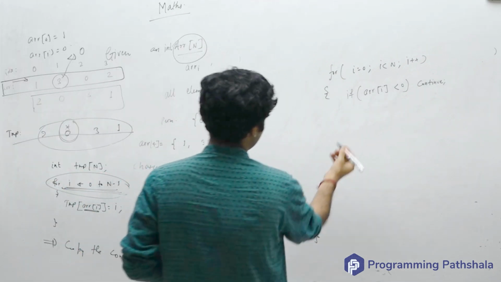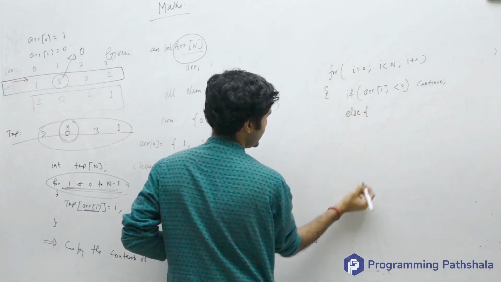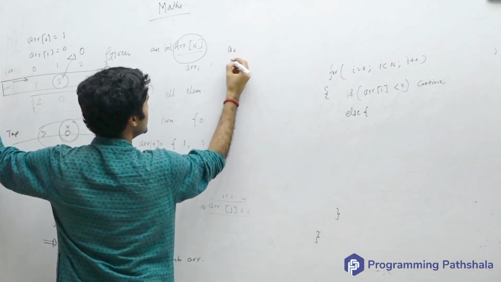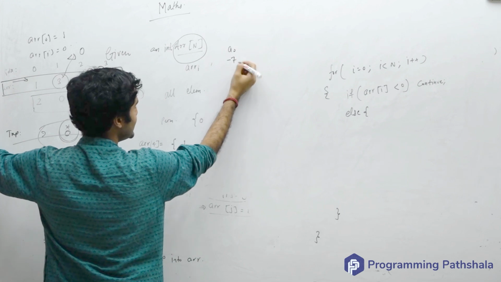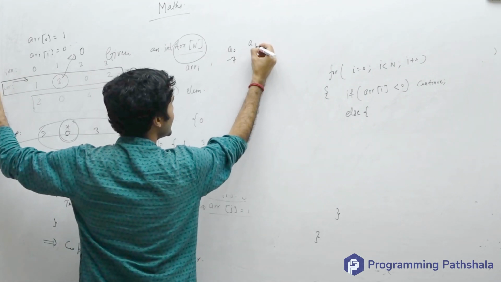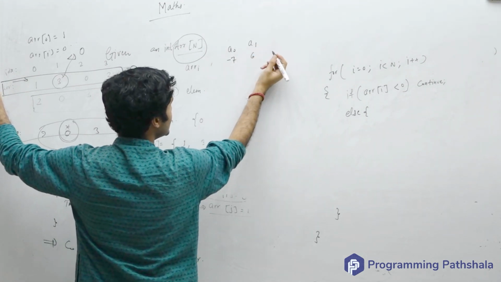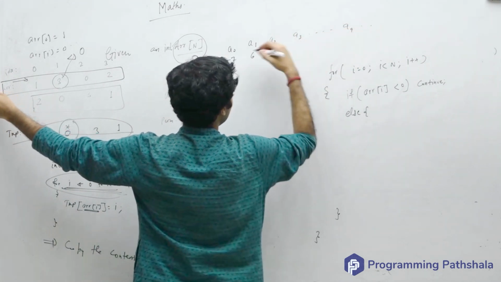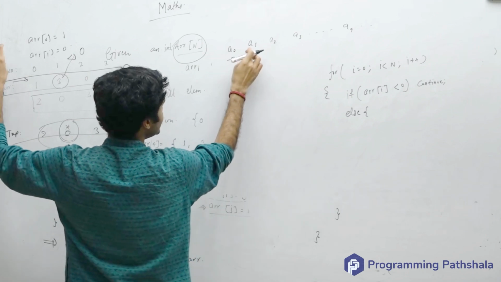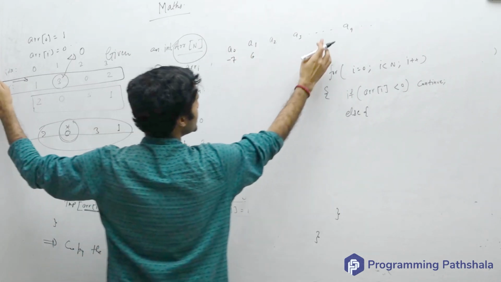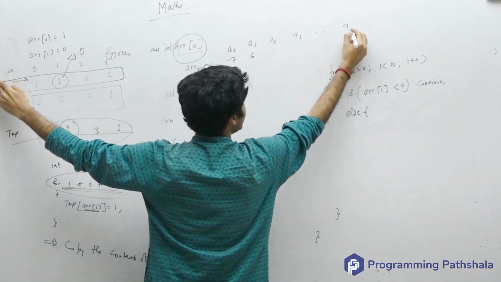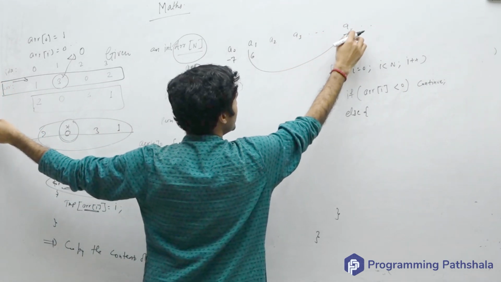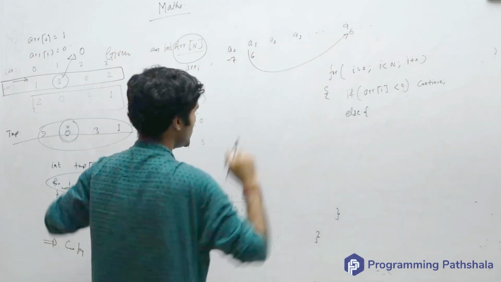In the else part, what happens? Let's say the value at a0 was already some negative thing, let's say -7. That means it was part of some cycle. Now you came at a of 1 and here you have a value like 6. So there will be a cycle now that will start from a1, and since a of 1 is 6, you would want to change a of 6 to 1. So from here this cycle will go here, and from here again it can go anywhere and come back, and so on, it will go on.